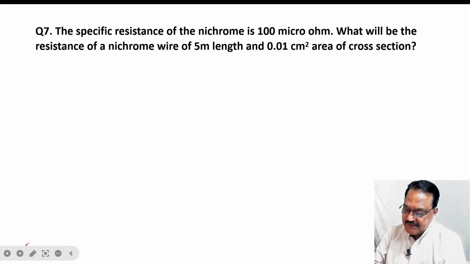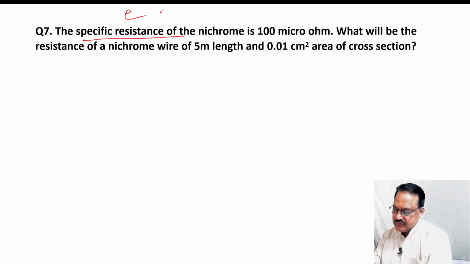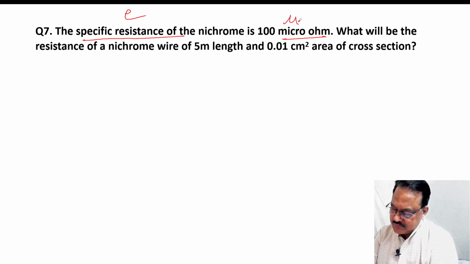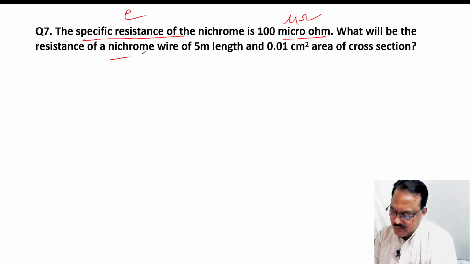The specific resistance of nichrome, here already rho is given. Okay. 100 micro ohm. This is micro ohm. Okay. What will be the resistance of a nichrome wire of 5 meter, length is given, and 0.01 centimeter square area of cross section?